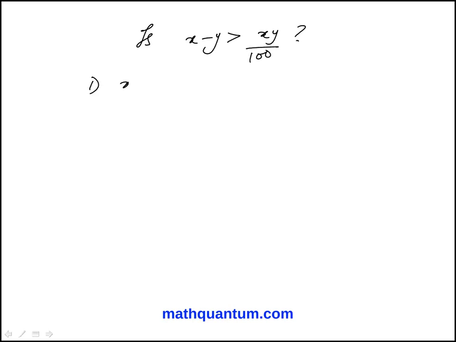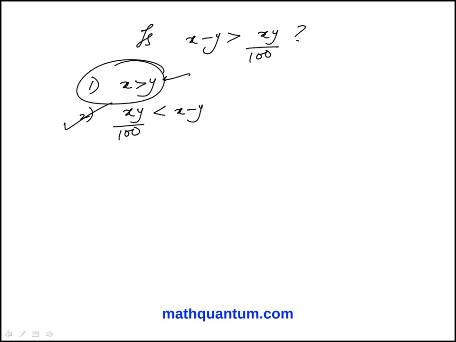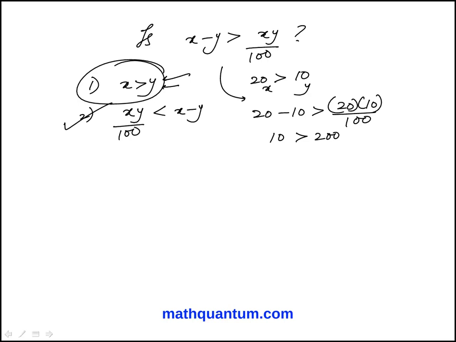And I'm just going to rewrite the statements. And you'll see that statement 2 is exactly equivalent to that. So we know statement 2 alone is sufficient. Now, it's the question of whether statement 1 is sufficient or not. So we have x is greater than y. For example, if you pick 20 and 10 for x and y, the answer to that question would be 20 minus 10. Is that greater than 20 times 10 over 100? That's 10, and that's 200 over 100. That's just 2. So that's a yes.